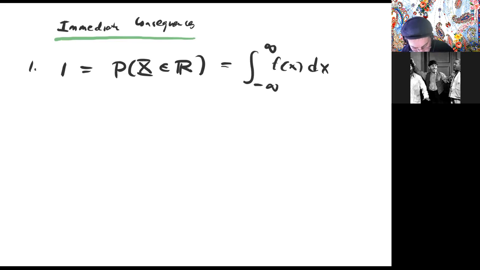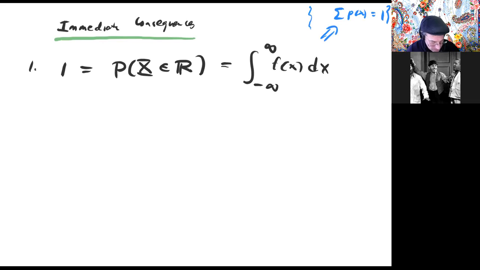This should remind you of what we did way back when. It should remind you of the sum of the probability mass functions, P of x, is 1. This plays the role of that. We're integrating, which is like a generalized sum. Okay, so that's the first thing.